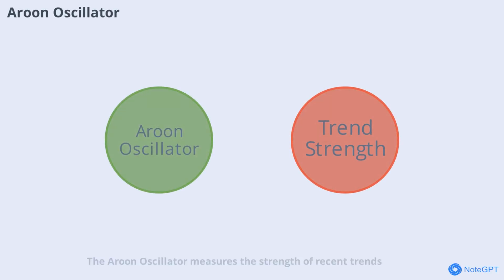The Aroon Oscillator measures the strength of recent trends. MVLL's Aroon Oscillator is -35.71, indicating a weak or fading uptrend. The Aroon up is 32 while Aroon down is 0. This suggests that recent highs are not being made and the stock may be entering a consolidation phase.